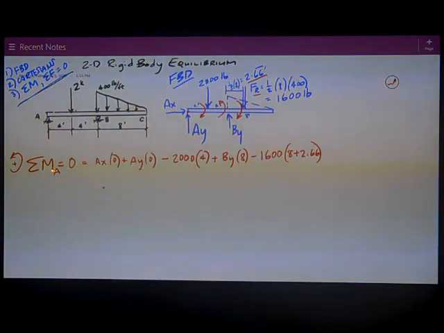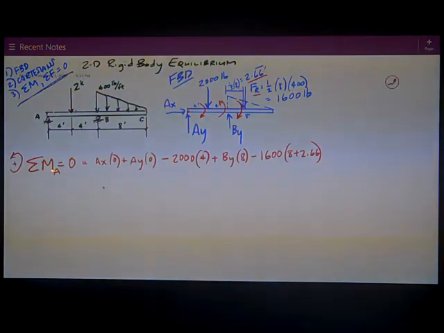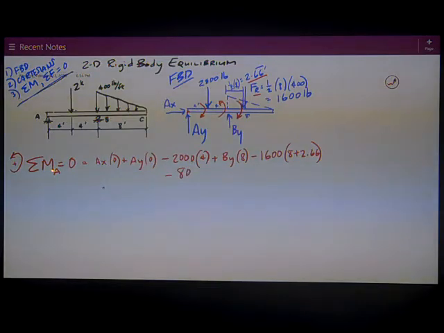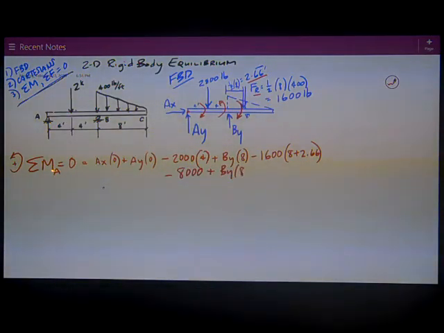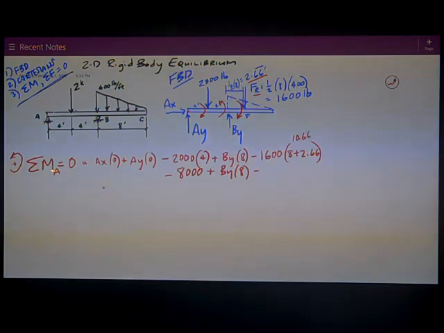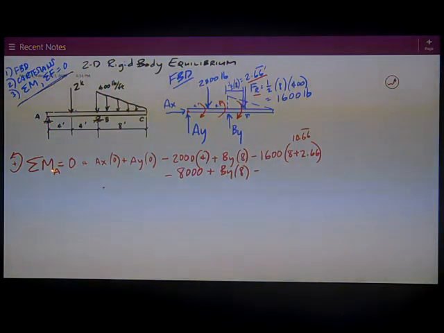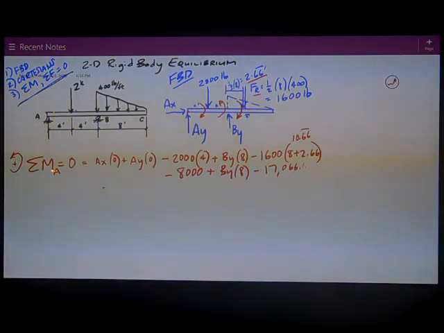And I've got all my straight line forces accounted for. There are no moments, so my equation's ready just to do the math on. I've got negative 2,000 times 4 is negative 8,000, plus By times 8, minus 1,600 times 8 plus 2.66 is 10.66. And so that number works out to be negative 17,066, repeating.